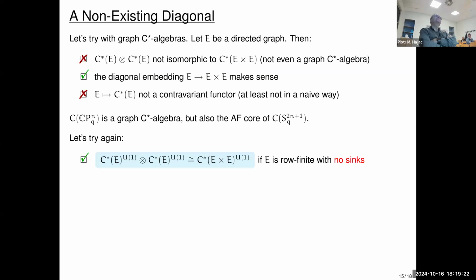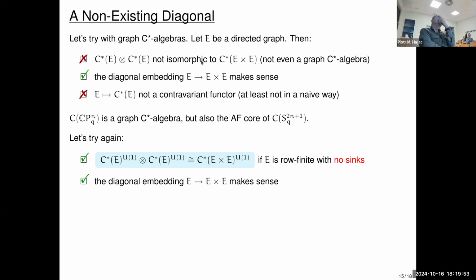Yes. And what is surprising is that if you take C*(E) ⊗ C*(E), this is isomorphic to C*(E × E). I don't know if somebody observed this. You need something like E being row-finite with no sinks, but it's a very elementary fact, and you have this isomorphism. I was quite happy when I saw this because I had never seen it before. So one ingredient out of three is done. Ingredient number one works.